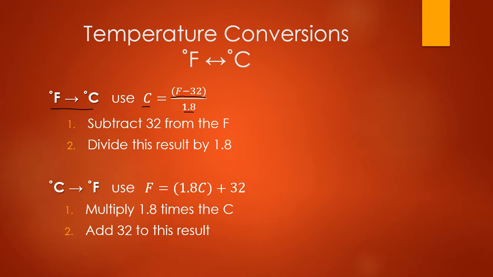Looking at the next equation, going from Celsius to Fahrenheit. For this one, when you are looking for Fahrenheit, you want to use the equation where Fahrenheit is equal to. And in this case, it's really just the previous equation rearranged. You're taking 1.8 times the degrees Celsius and then adding 32 to it. The parentheses aren't necessary as it will do the multiplication before it does the addition.